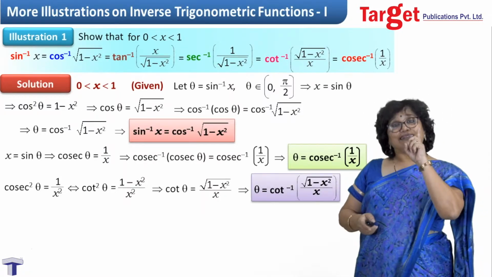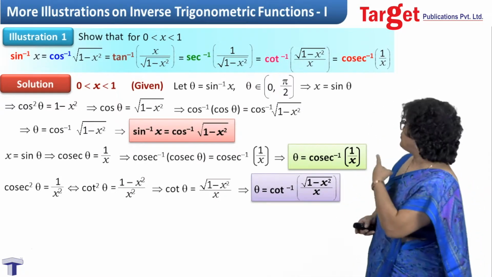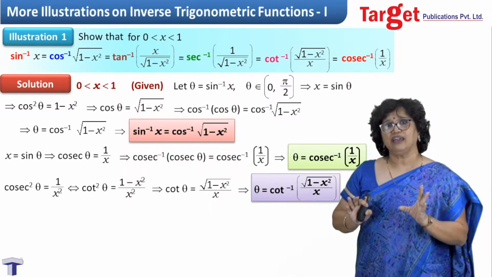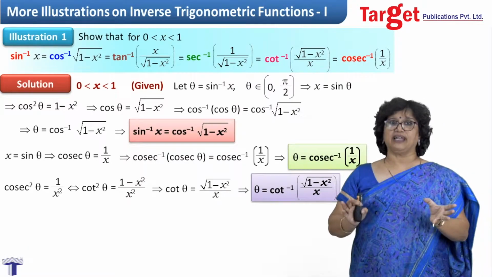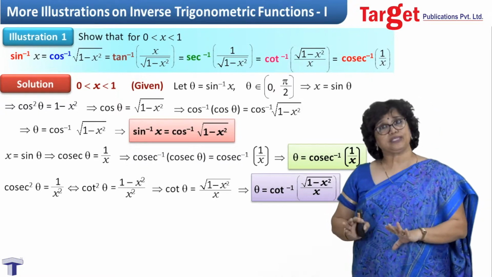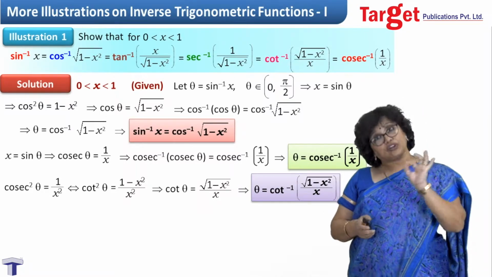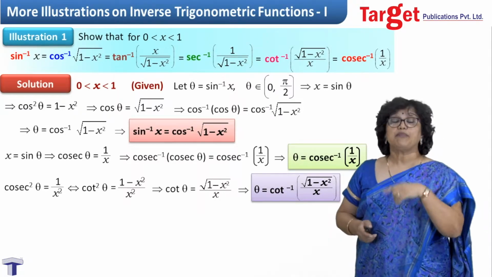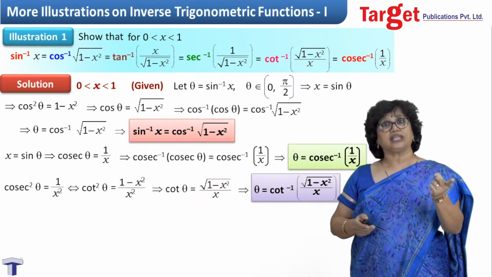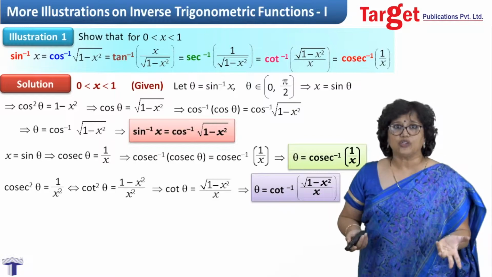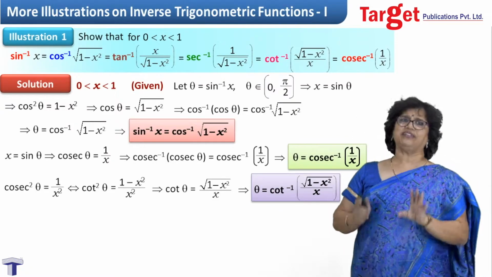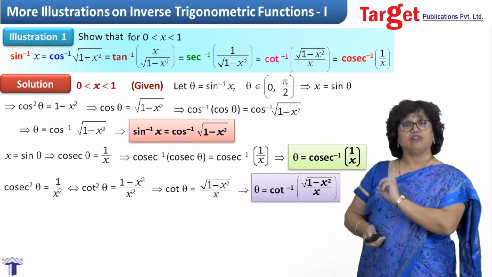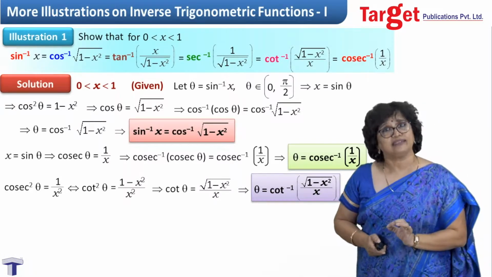Then I will be writing theta equal to cot inverse of under root 1 minus x square upon x. I have written that step straight away. I hope everybody understands what I have done. You take cot inverse on both sides. It means cot inverse of cot theta actually. And cot inverse of cot theta is theta provided theta is in the range of cot inverse. And theta is in 0 to pi by 2, so it is well within the range of cot inverse. And that is why straight away I have written theta equal to cot inverse of under root 1 minus x square upon x.